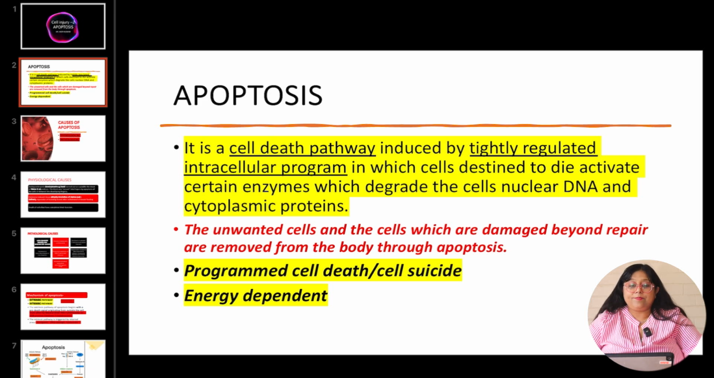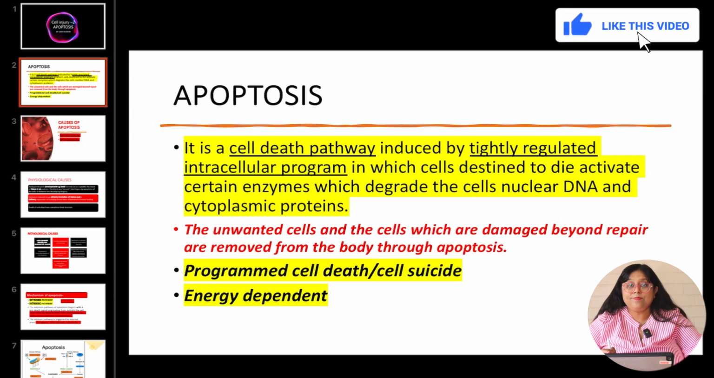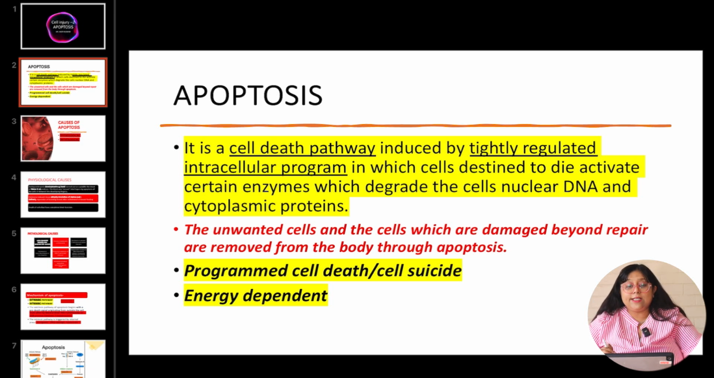Try to understand. It's actually a cell death pathway, a tightly regulated intracellular program in which those cells die which are destined to die because of certain enzymes which degrade the nuclear DNA and the cytoplasmic proteins of the cell. So as I have told you, it's a type of programmed cell death and it is energy dependent. What does that mean? It means there is utilization of ATP during this apoptosis.